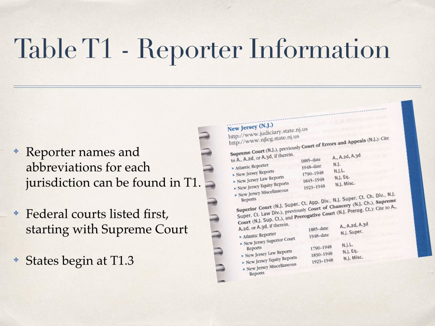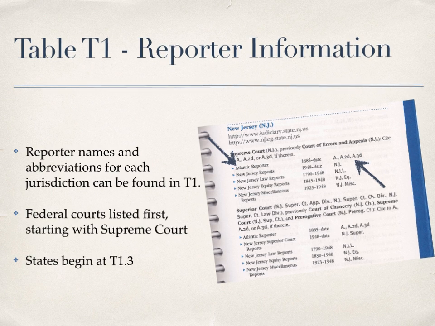Under the court name, you see 3 columns. The left column lists the name of the reporters that have published cases from this court. The far right-hand column lists the abbreviations for those reporters. The central column lists the coverage dates for each reporter. What you might notice here is that you can find New Jersey Supreme Court opinions in 2 different reporters. So which should you use?